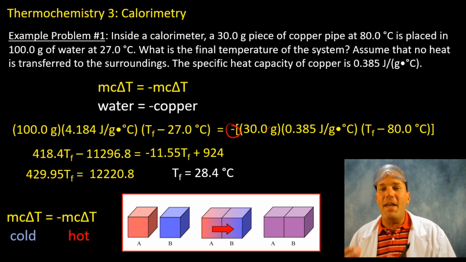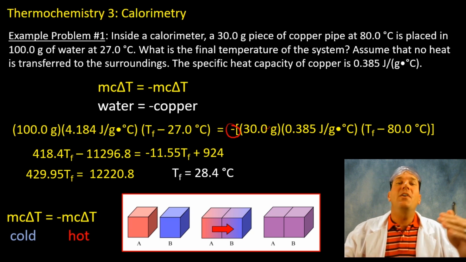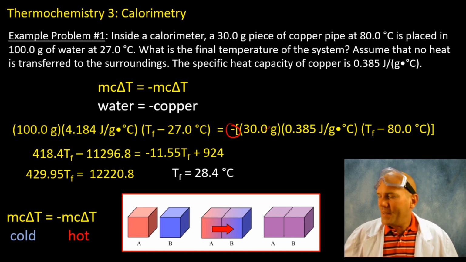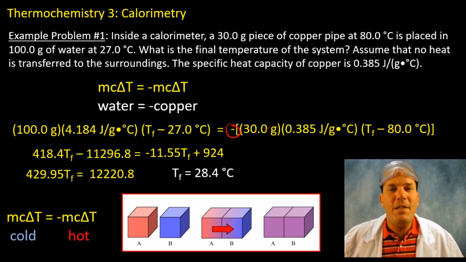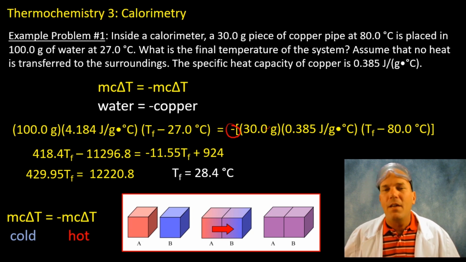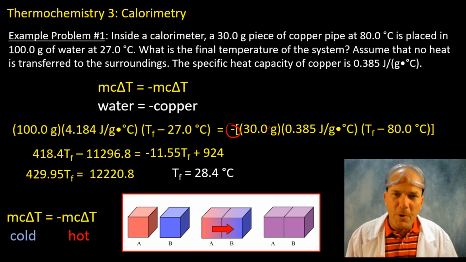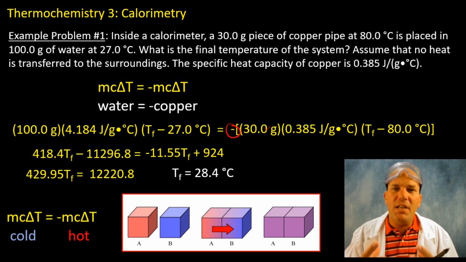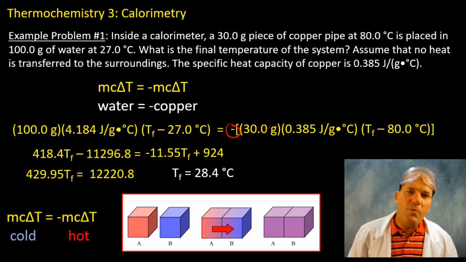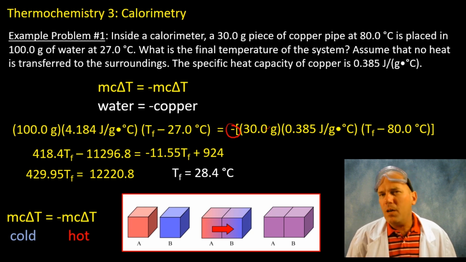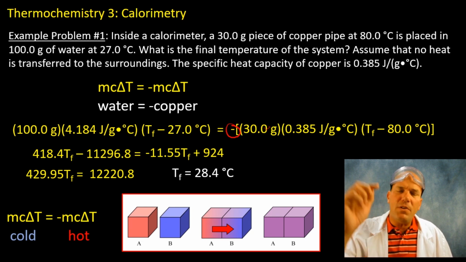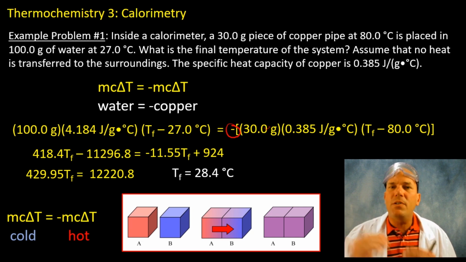It went from 80 degrees Celsius to also being 28.4. This is what is so cool. The temperature of the system is the same for the final temperature reading. So imagine dropping the pipe in the water and waiting with your calorimeter and monitoring the water copper water system temperature until the temperature held constant. That would be your T final.